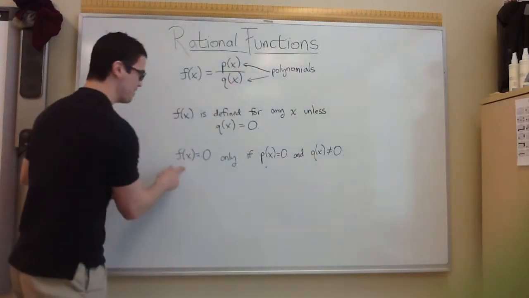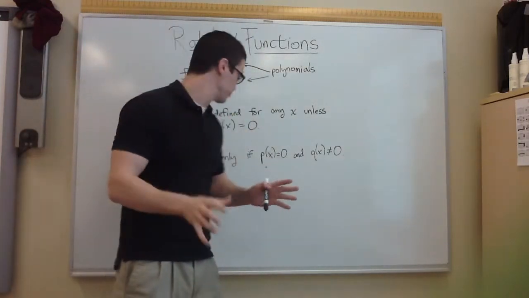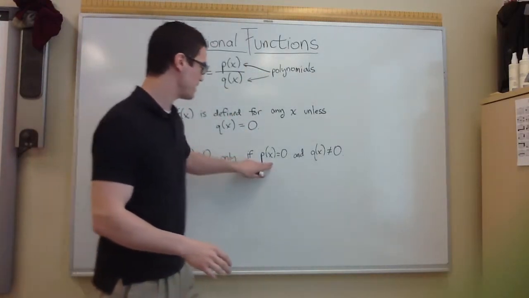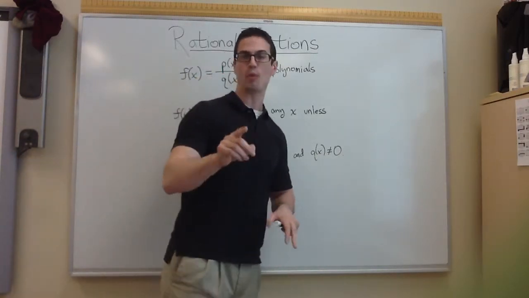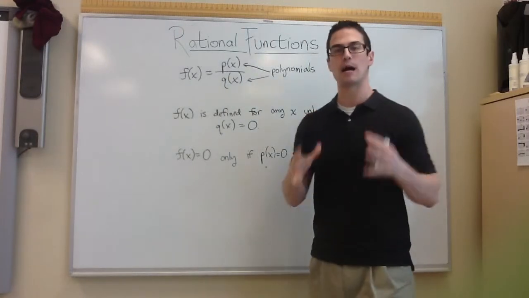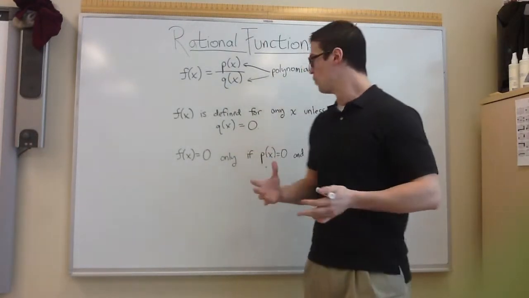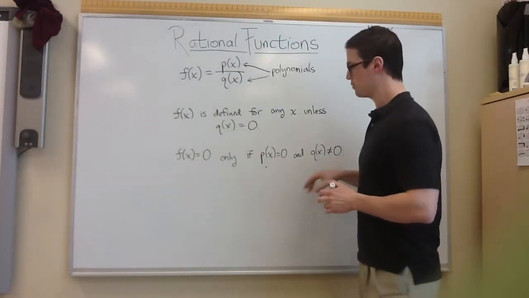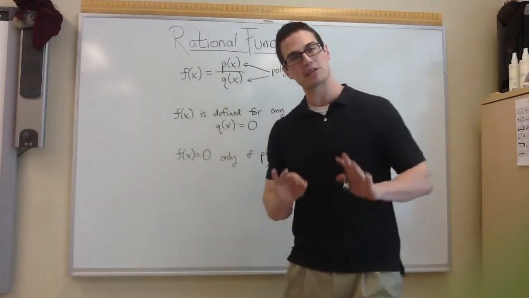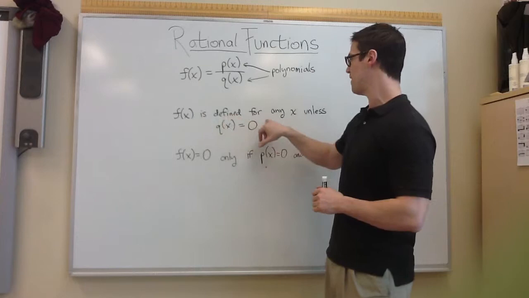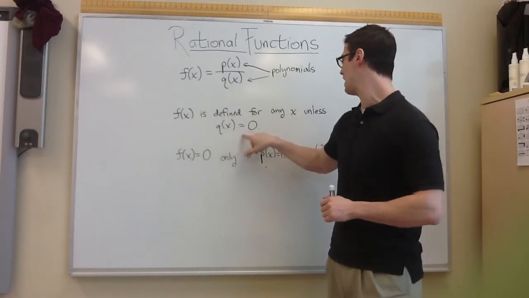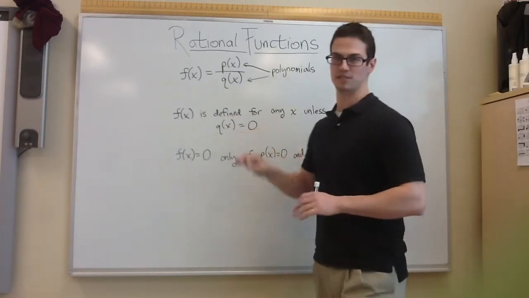Really important. f of x is equal to 0, this is finding the roots, only if p of x is equal to 0 and q of x is not equal to 0. This is important that you check on these problems because sometimes I'm going to throw you tricky ones where q of x actually is equal to 0 for the root, but that will not make sense, for the same reason why we said up here f of x is defined unless q of x is equal to 0.